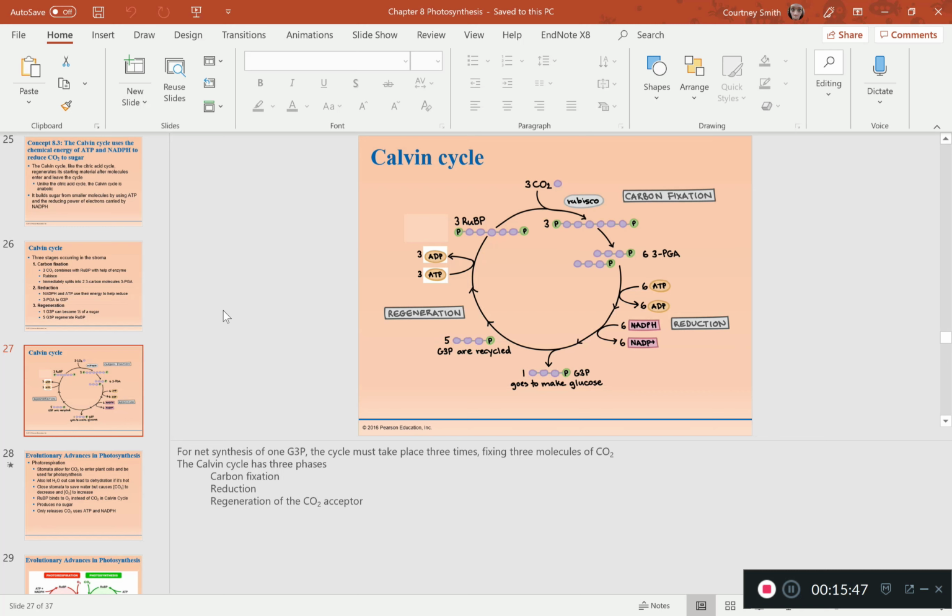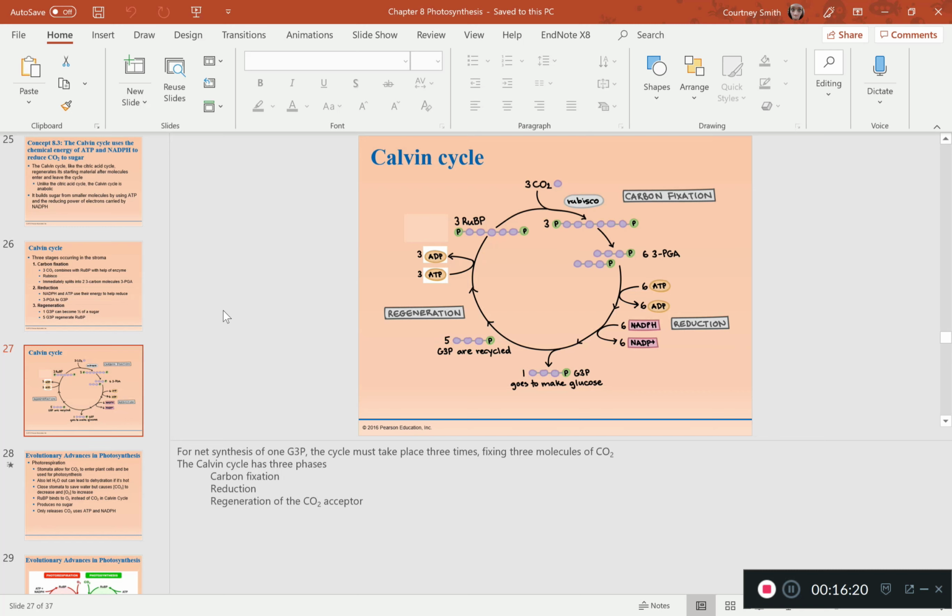So since we had 6 PGA molecules that started off, we're going to end up with 6 G3Ps, but only one of those G3Ps is going to be destined to go and make glucose, whereas the 5 other ones are going to enter the regeneration step. This is where some of those G3P molecules are recycled in order to rejuvenate that RuBP molecule.